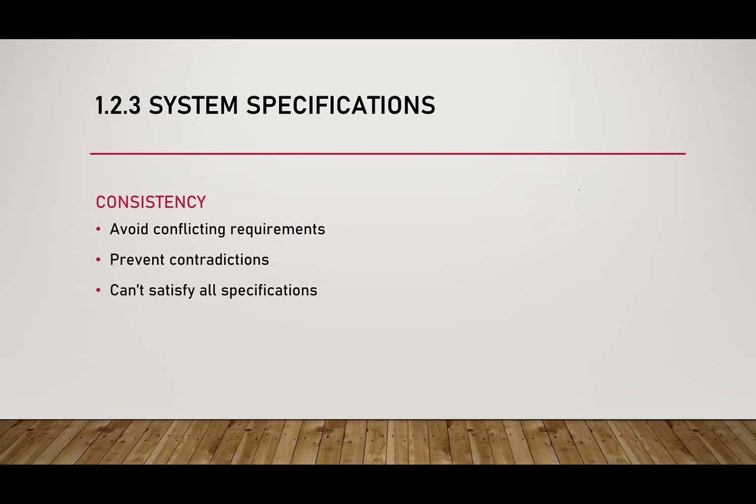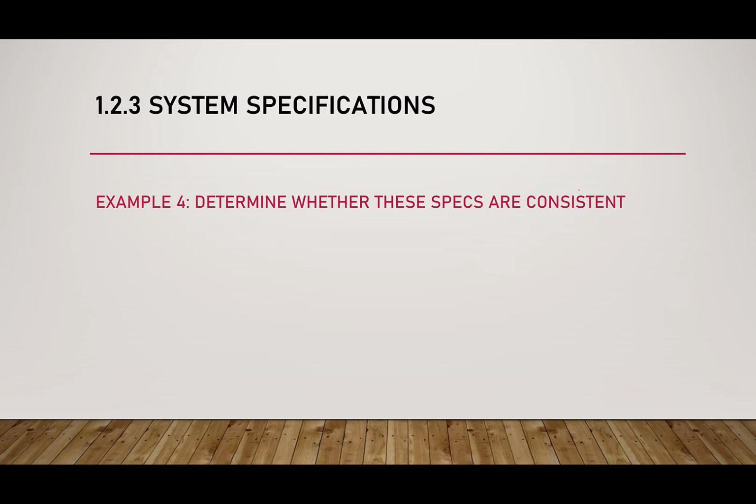And all this simply means is that all of the specs can't be satisfied. If they can't all be satisfied, then the system is not consistent, and therefore it's either been explained to us incorrectly, we understood it incorrectly, or it's actually just wrong. And so we have to figure out which one that is and fix it, right? So let's take a look at an example here, and we're going to determine whether these specs are consistent or not.